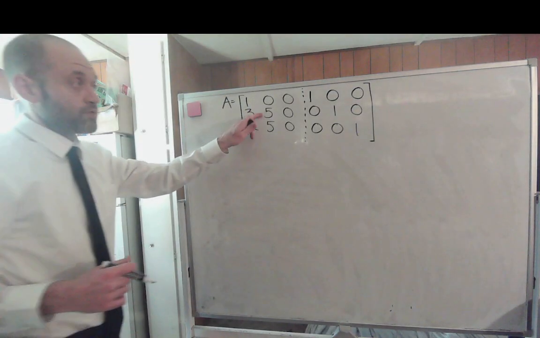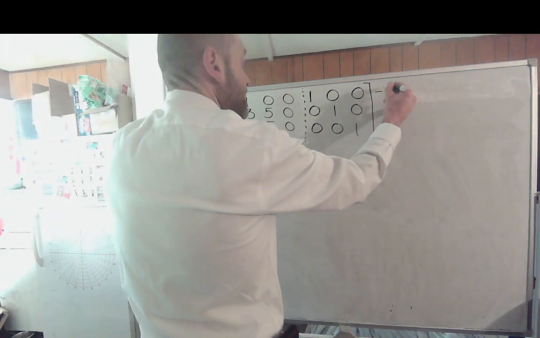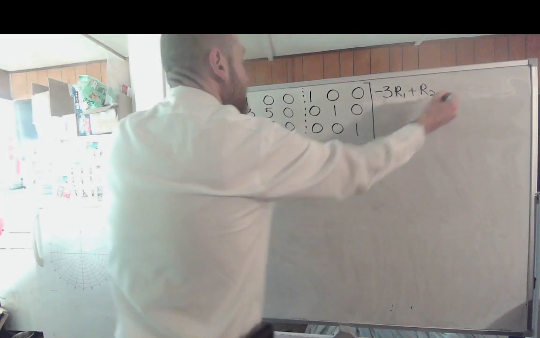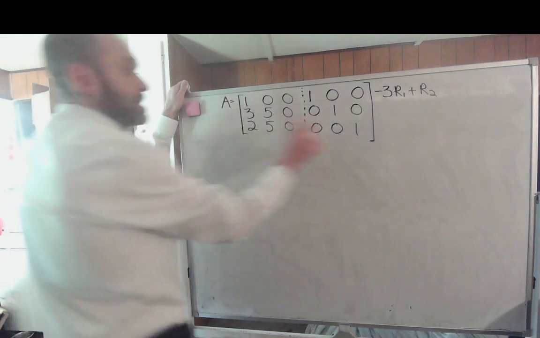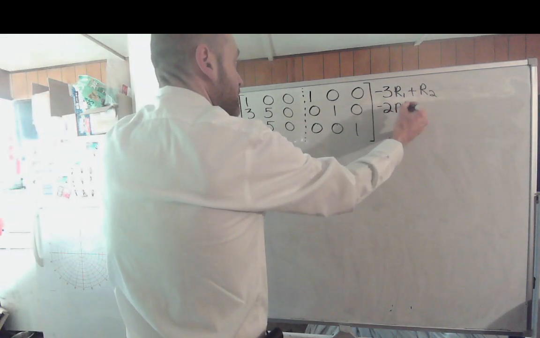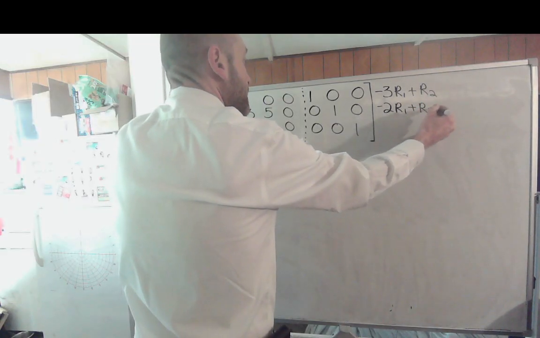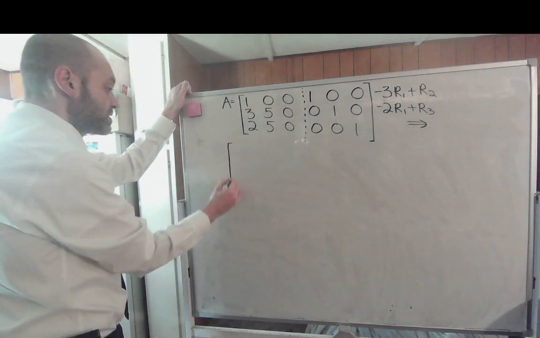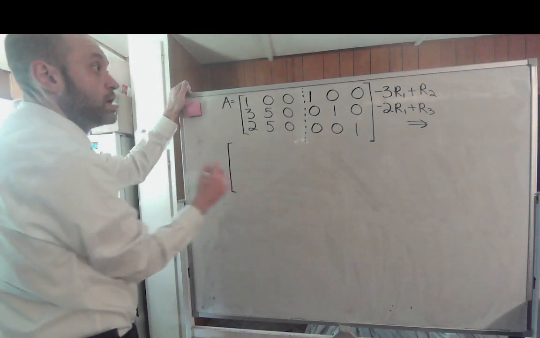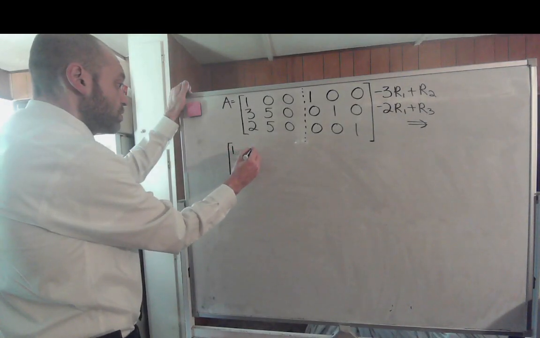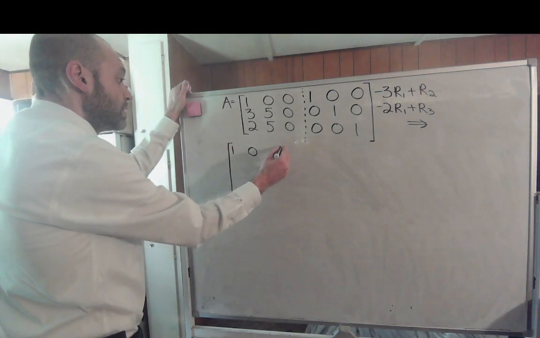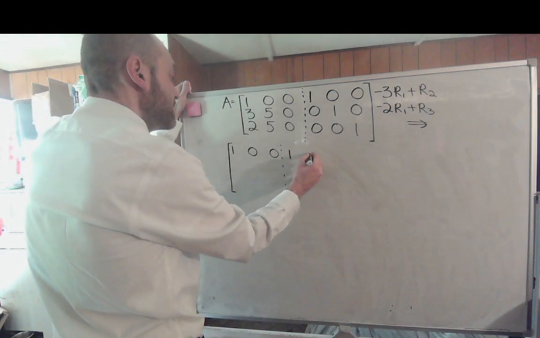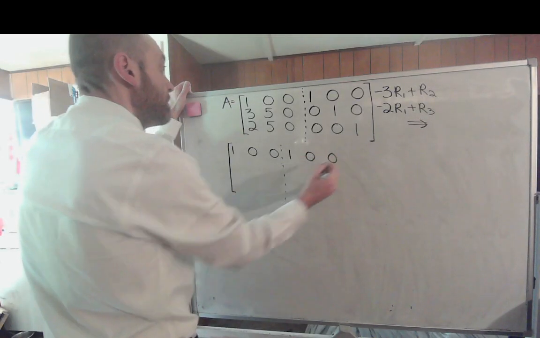In order to do that to row 2, we need to take negative 3 times row 1, add that to row 2. And then to do it to row 3, we need to take negative 2 times row 1, add that to row 3. So let's go ahead and apply those transformations. So row 1 is left alone, 1, 0, 0. And then you end up having 1, 0, 0.